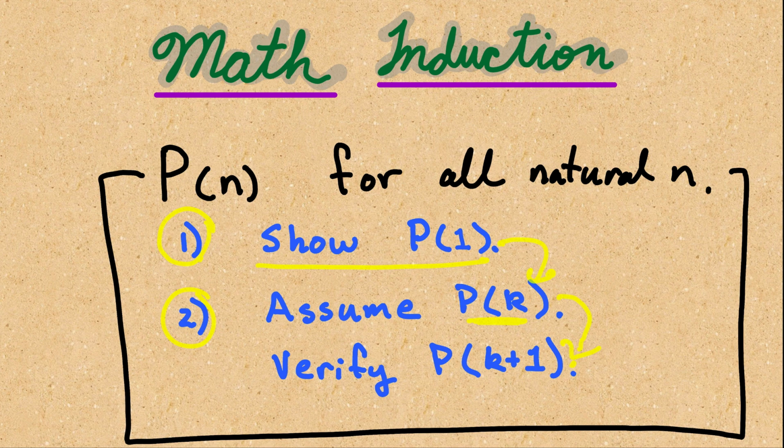So if P of 1 is true and the inductive step is true, then P of 2 is going to be true, which means by the inductive step, P of 3 is true. Again, by the inductive step, P of 4 is true, and so forth. Hence, the statement will be true for all natural numbers. Nice. Let's do an example.